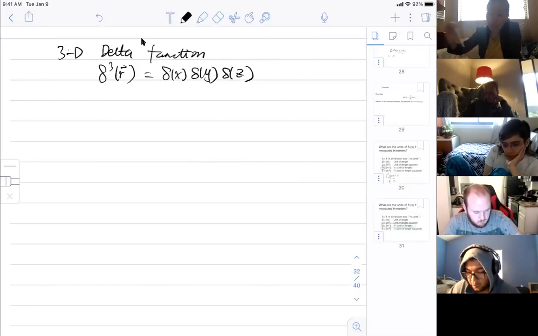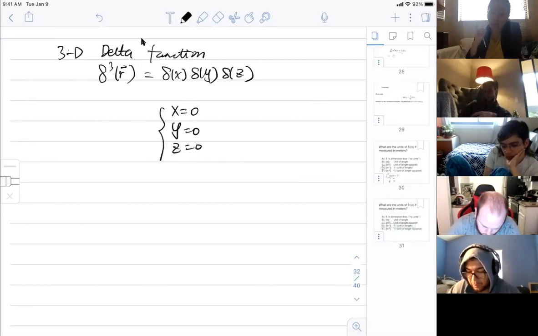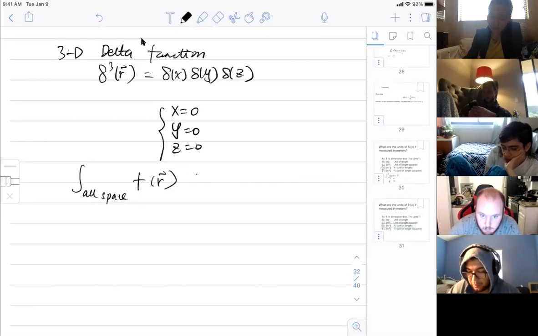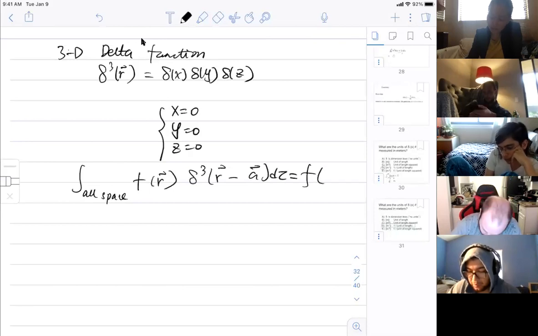In 1 dimension, x equals 0 is enough to figure out the fixed point. But in space, it's not enough. You need x equals 0, y equals 0, z equals 0 to define a particular point in space, which is our origin. So this is simply telling us that at this location, you have an infinity. Everywhere else, you have 0. That's the 3D delta function. Now, of course, if you integrate it over all space with some other function, you're just going to pick out this particular location.